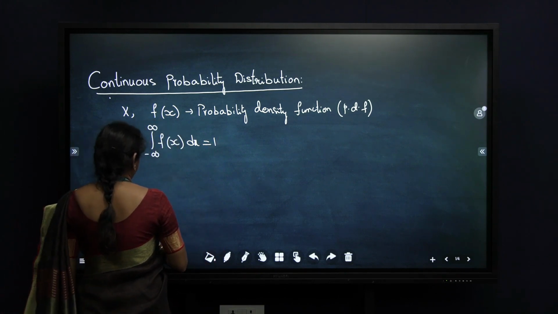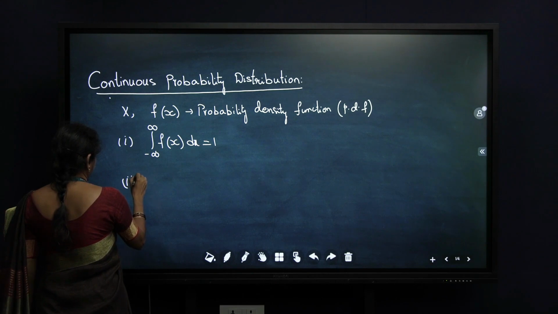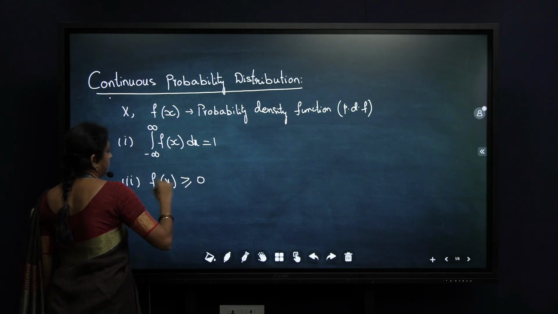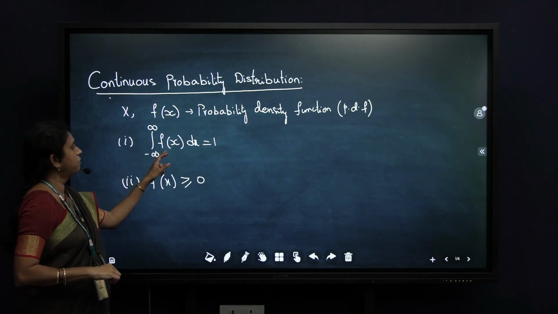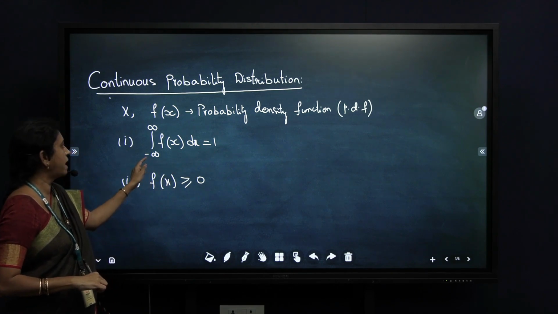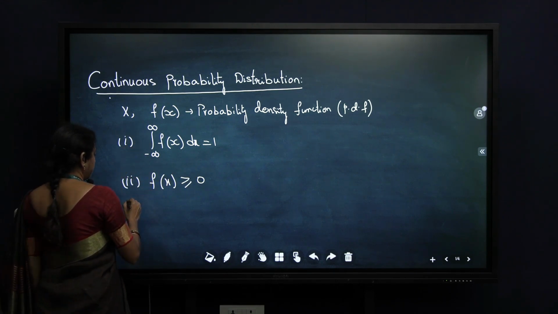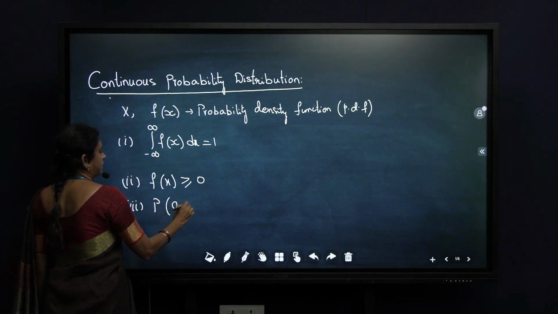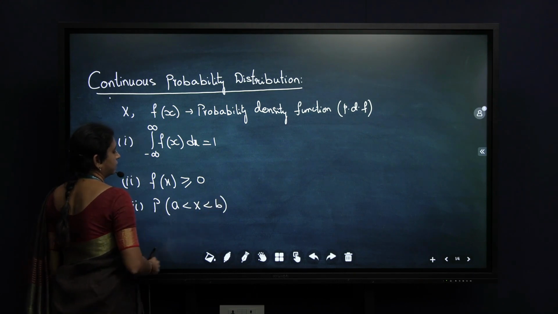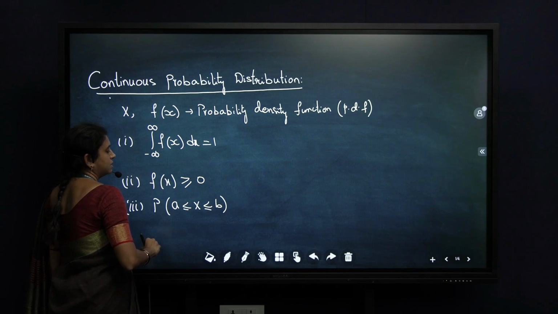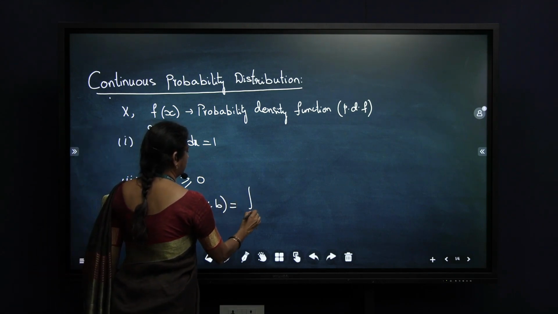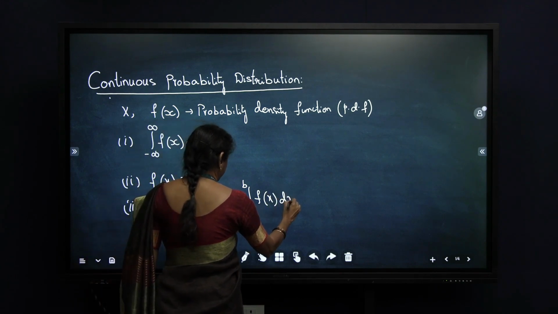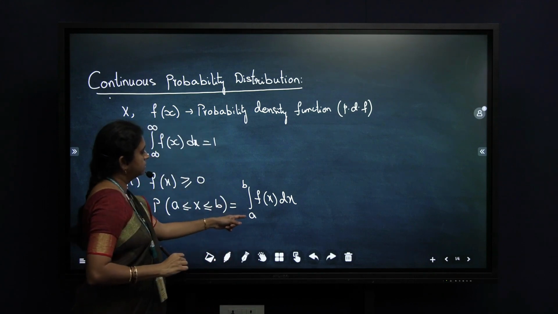And second condition, this f of x is always greater than or equal to 0. Right. So, first condition is that f of x should be equal to 1 when integrated between minus infinity and infinity, and f of x should be greater than or equal to 0. And one more is that probability of a less than x less than b, or included also, is the same in continuous, will be equal to integral from a to b f of x dx. That means we are finding the area under limits a and b.